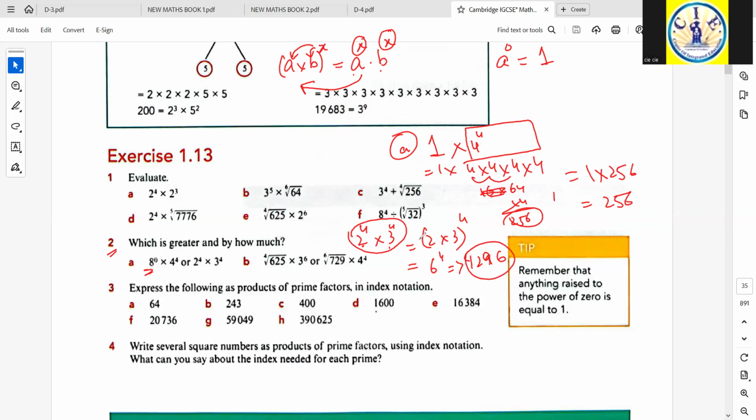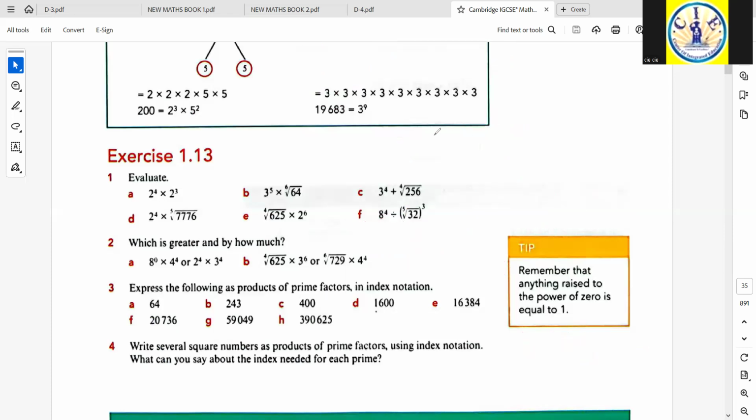So obviously this one is greater than 256. So we would write 2 raised to power 4 times 3 raised to power 4 is obviously greater than the other number, which was 8 raised to power 0 times 4 raised to power 4. You need to write these numbers in their original given form. Instead of 1296, I've used its basic form in which the number was given. So this is how you need to compare these numbers.